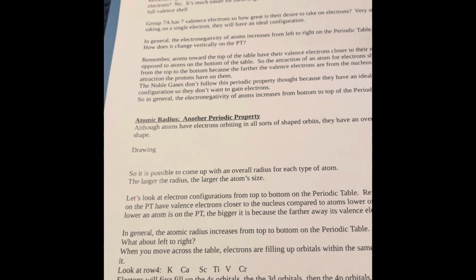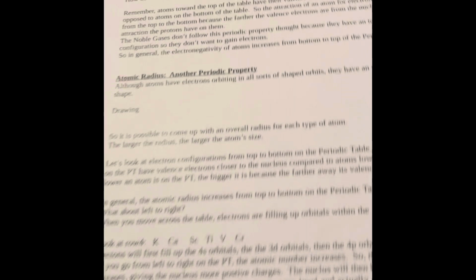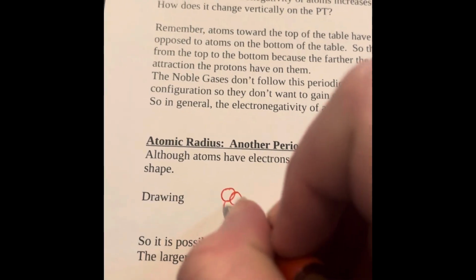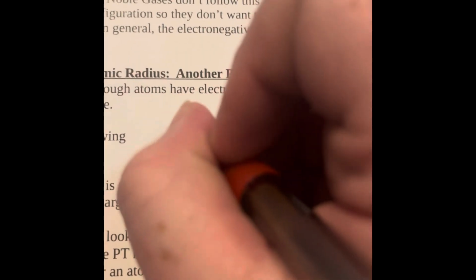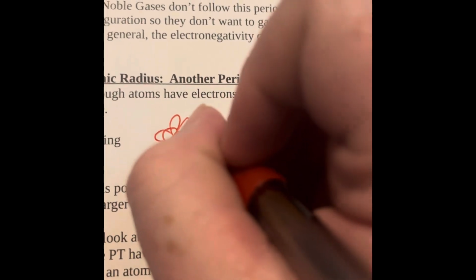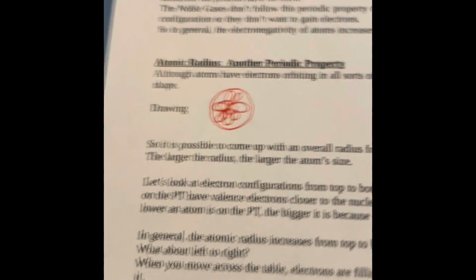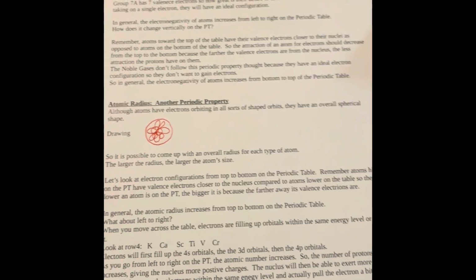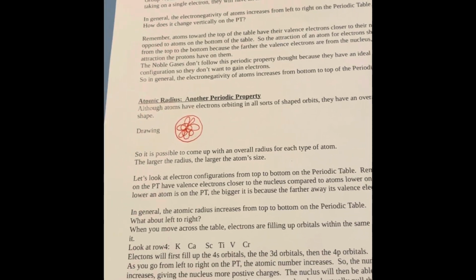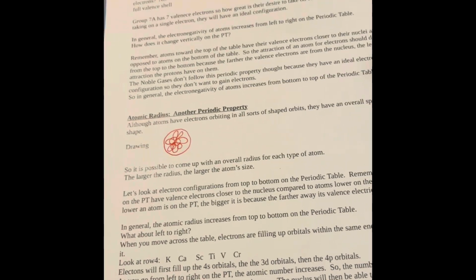Although atoms have electrons orbiting in all sorts of shapes, right? We talked about s, p, and d. And I'll draw this for you really quick. So the d is kind of complicated. It doesn't exactly look like this. And then you've got your p's, kind of the dumbbell shape. They have an overall spherical shape to them, okay? And because of this, it's possible to come up with an overall radius for each type of atom. And hopefully this is obvious, but the larger the radius is, the larger the atom size will be, right?